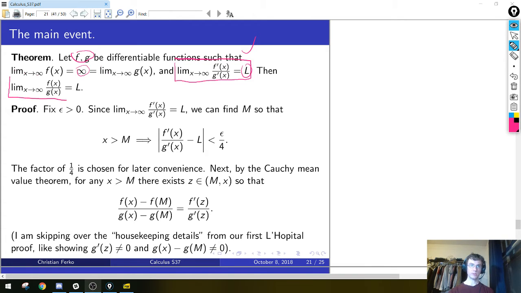Then what we're trying to prove is that the limit of the quotient of the functions f and g exists, and it's equal to the same number L. That's the point. So how do we prove this? It's going to be a pain, but let's do it.